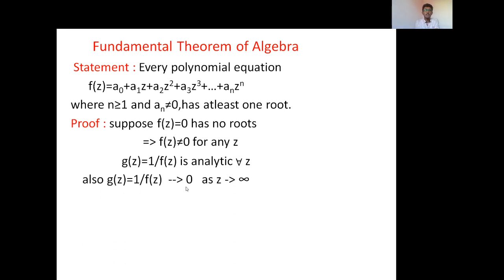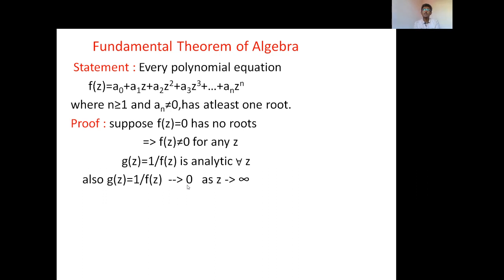As z tends to infinity, f of z is again a polynomial, hence f of z also tends to infinity. So let us choose the function g of z equal to 1 by f of z. As z tends to infinity, f of z tends to infinity, hence 1 by infinity tends to 0 as z tends to infinity. Hence g of z tends to 0 as z tends to infinity.